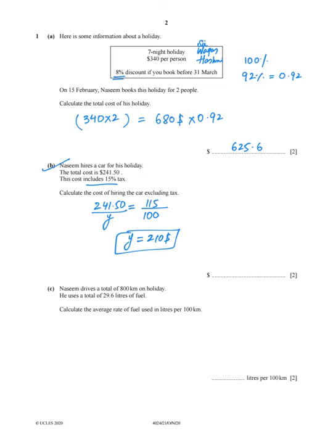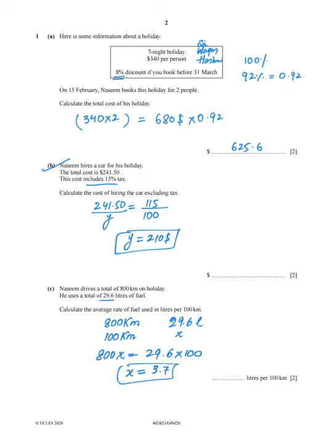Next one, Naseem drives a total of 800 kilometers on a holiday. He uses a total of 29.6 liters of fuel. Calculate the average rate of fuel used in liters per 100 kilometers. So if he is traveling 800 kilometers, he uses 29.6 liters. If he is traveling 100 kilometers, how many liters is he going to use? You need to do the cross multiplication. So that will be 800x equals 29.6 multiplied by 100. By solving, you will get x equals 3.7. So that means it's 3.7 liters per 100 kilometers.